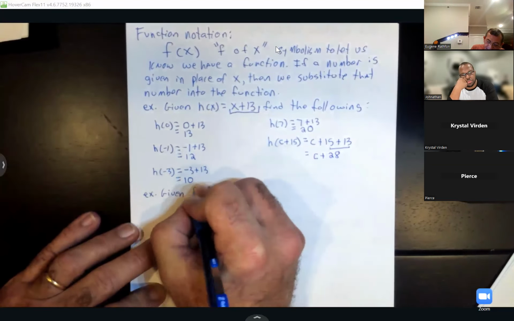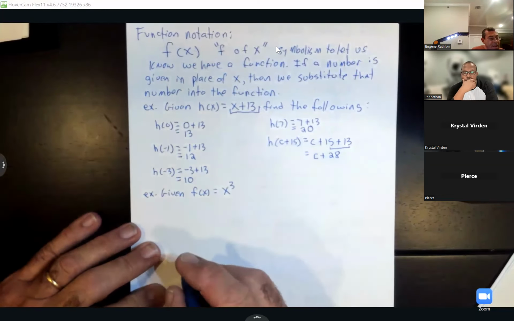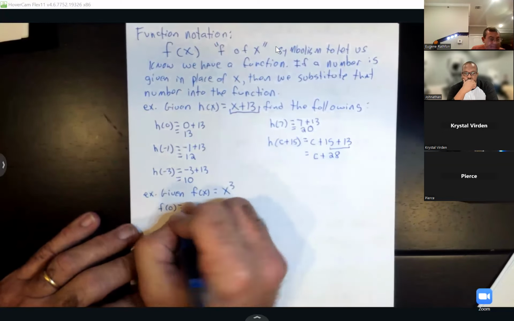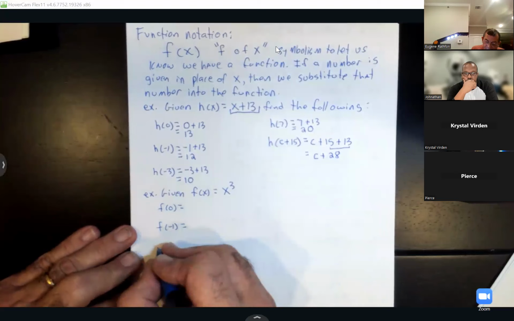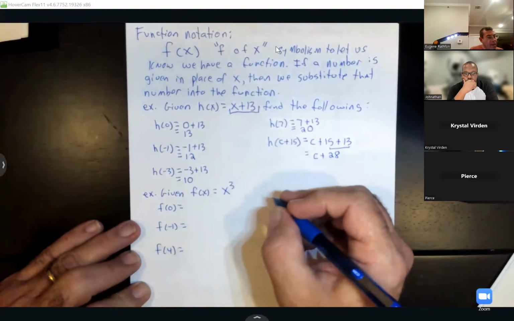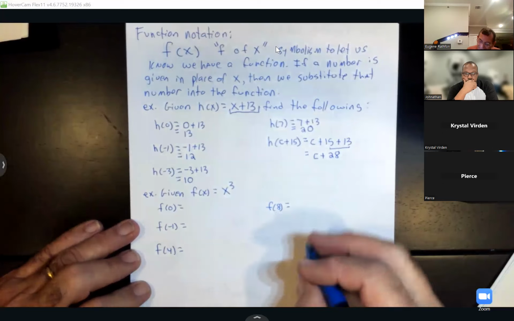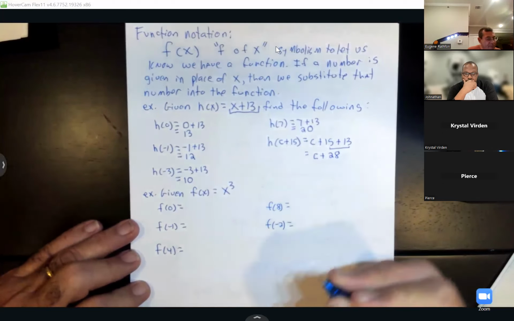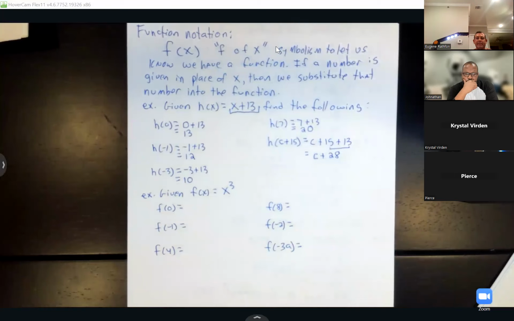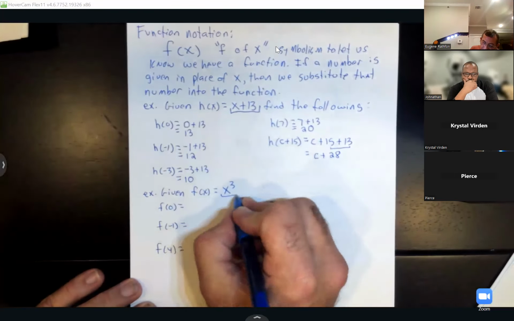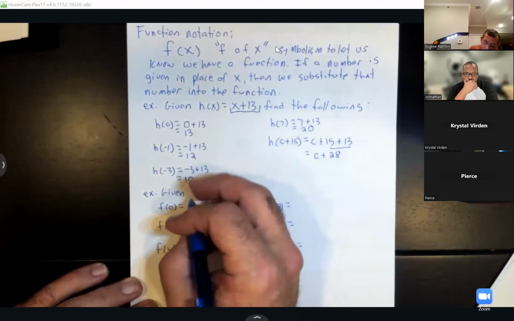So given f of x equals x to the third, they want us to find f of 0, f of -1, f of 4, f of 8. Oh, man, if I got a calculator on some of these, y'all. F of -2. And then finally, f of -3a. All right, so my function is this x to the third. All I'm going to do is put each of these numbers in for the x, multiply them 3 times and be done. So we're going to put a 0 in first.